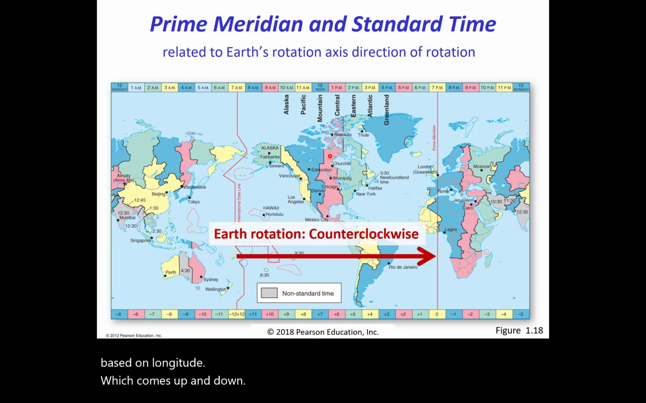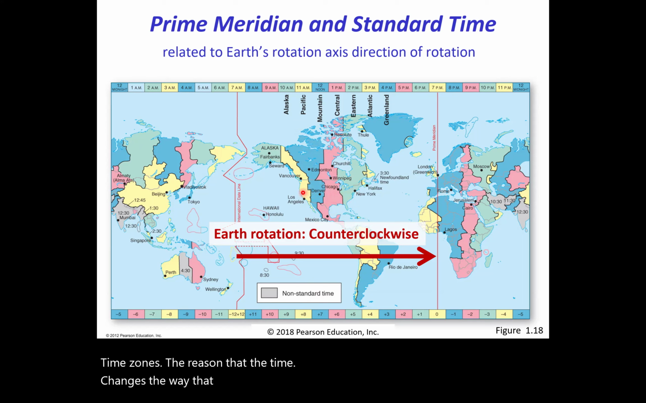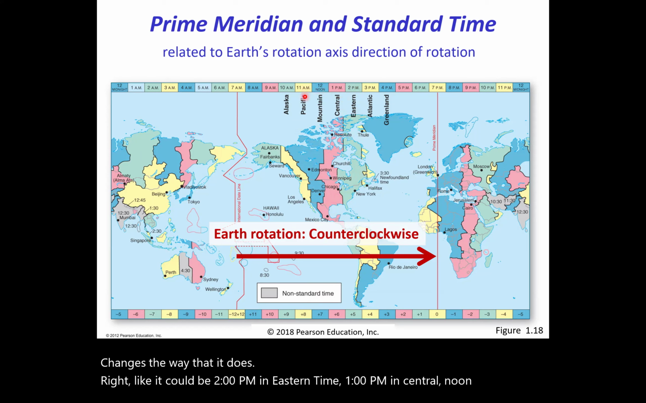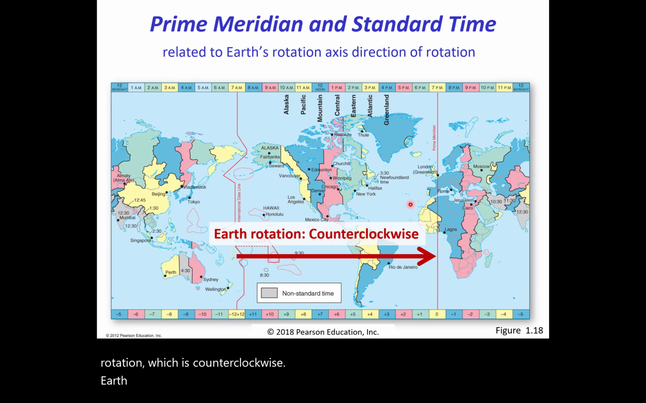That's a little bit of what I wanted to say about time zones. The reason that the time changes the way that it does, right? Like it could be 2 p.m. in Eastern time, 1 p.m. in Central, noon in Mountain, Pacific time, etc. The reason that happens is because the direction of Earth's rotation, which is counterclockwise. Earth is rotating in this direction. We're all moving that way.